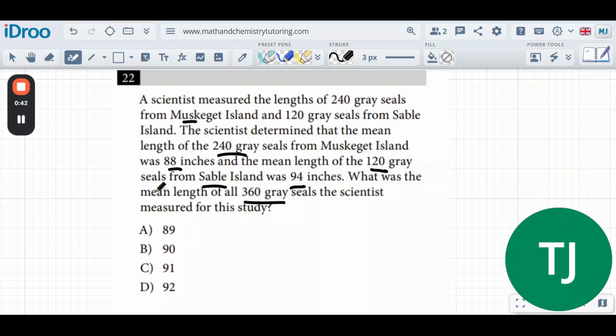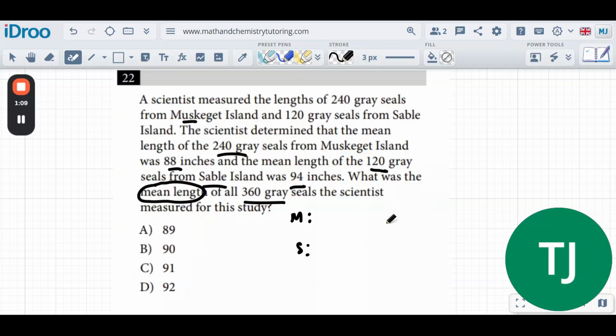So we are looking for the mean length, or average length, of all the 360 gray seals that were measured. But there are two islands where they got the seals from: the Muskeget Island and the Sable Island. And this is what we know, right? We have 240 gray seals from Muskeget, and it has 88 inches for the mean length.